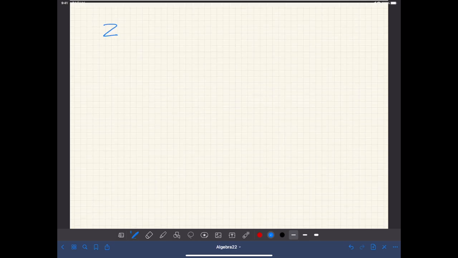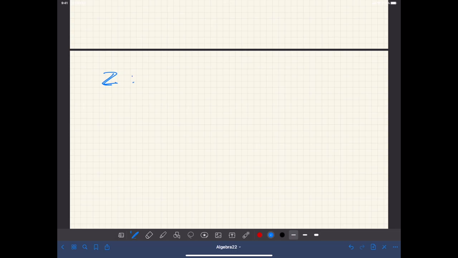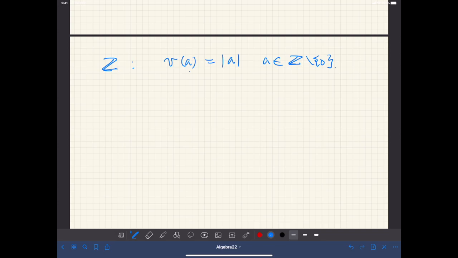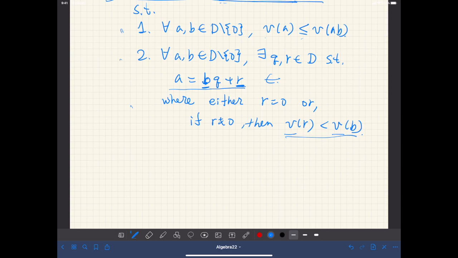First of all, Z. We know that the set of integers is a Euclidean domain. Okay, so in this case, what is the mapping V? In this case, we define this mapping V by just the absolute value of the argument, where A is an integer that is not 0. Okay, so let's see if this mapping satisfies these two properties.